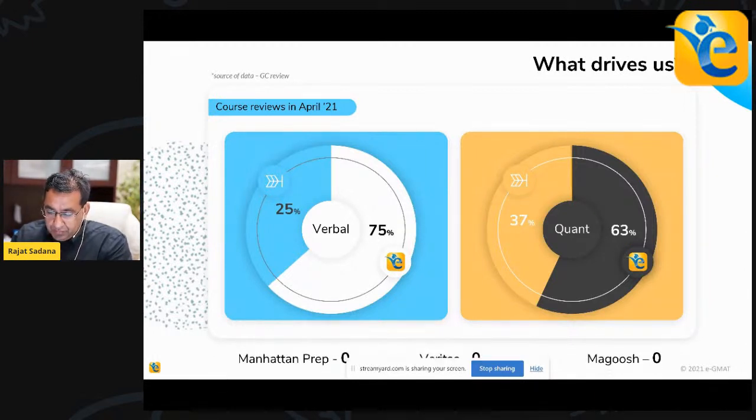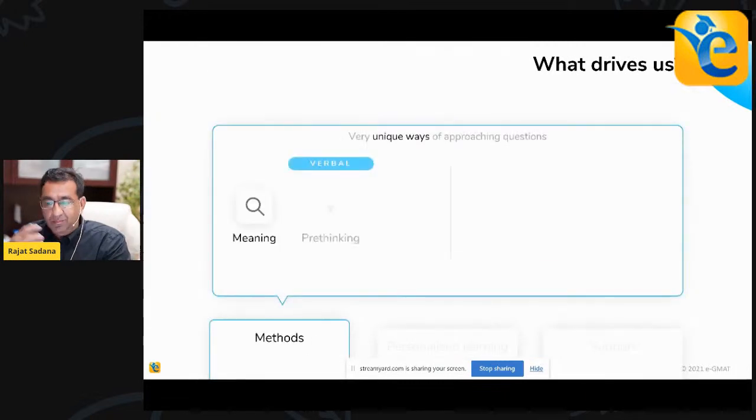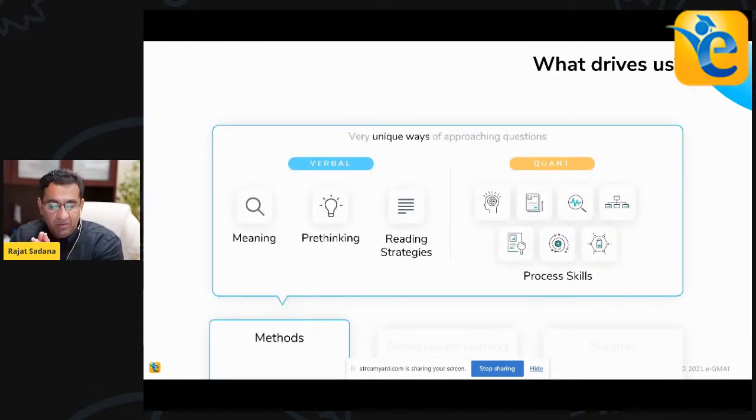So, and again, you can see some of these other companies didn't have any. So where did we invest this time and money? We invested this time and money in three primary areas. One is enhancing our methods. At e-GMAT, we have some very unique methods.